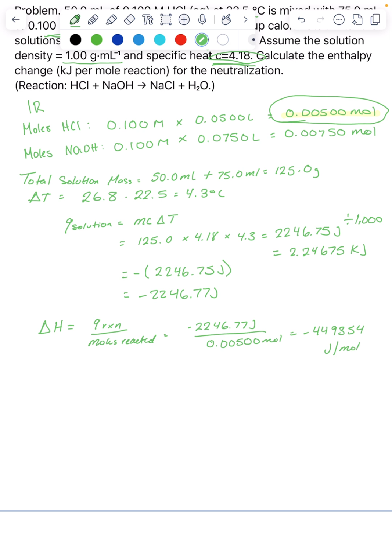Per mole. You can convert that to kJ, so we're gonna divide by 1000. That equals -44.9 kJ per mole. And okay, I'll highlight this. Oh, it's not working. There you go.